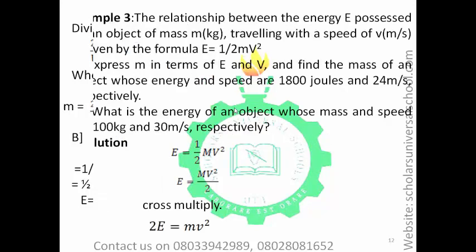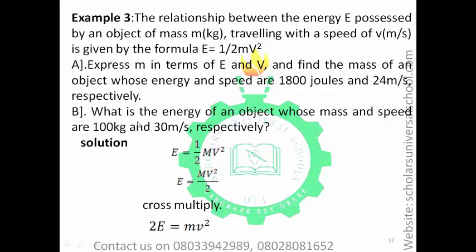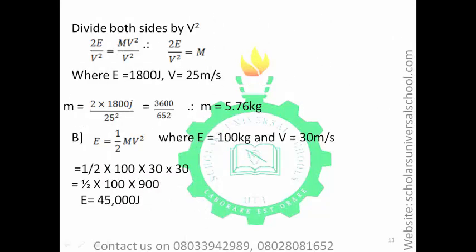So let's move on to B. The B question is, what is the energy of an object whose mass and speed are 100 kilogram and 30 meter per second respectively. Here you have been given the value of mass and the value of speed. What did they ask you to calculate for? Energy. So that means you are going to make use of the initial formula given to you. So here E is equal to 1/2 mv square, where m is 100 kilogram and v is 30 meter per second.